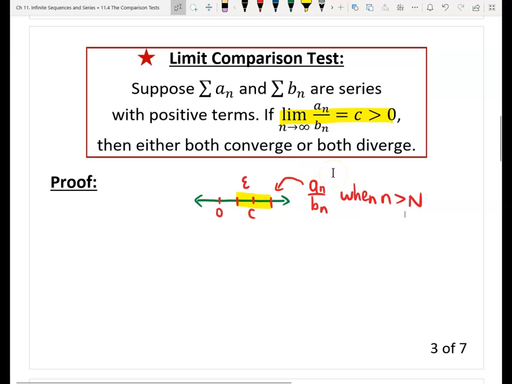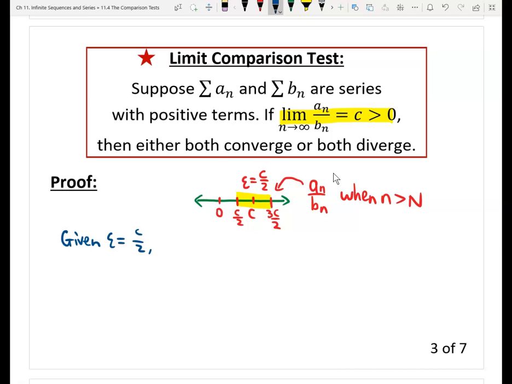Yes. How? I pick epsilon small as C over 2. How do you think this time? The left endpoint should be C over 2, right? The right endpoint should be 3C over 2. Can you see? This time we fall into a positive neighborhood of C.